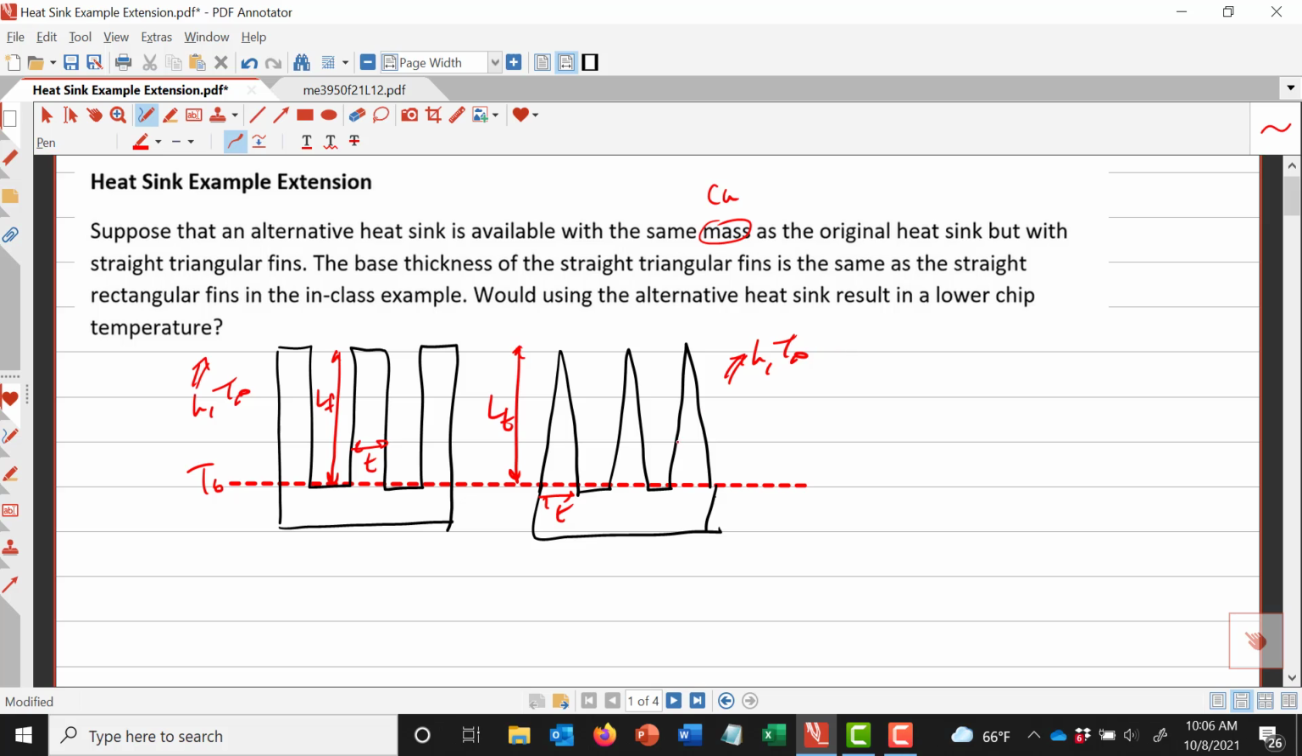We know that a triangle is 1/2 times base times height, and a rectangle is just base times height. So it's pretty simple to see that if the volume's got to be the same, then the area of the triangle and the area of the rectangle must be the same. So L_F times T is equal to 1/2 times L_T times T. Therefore L_T must be 2 L_F. L_F is 2 centimeters, so it'll now be 4 centimeters.